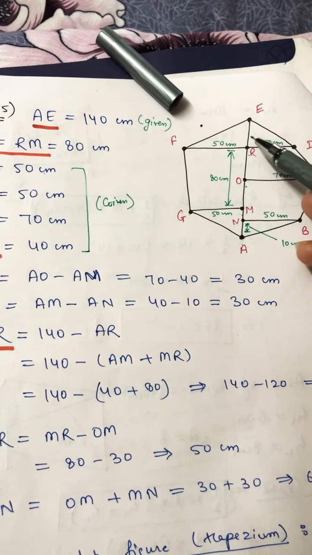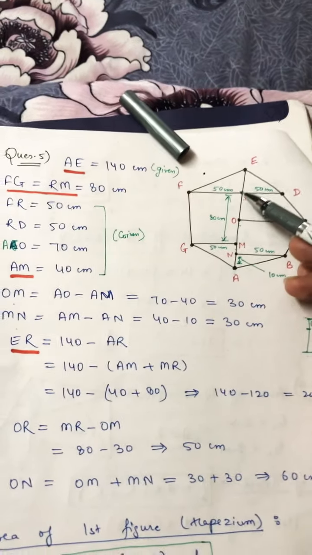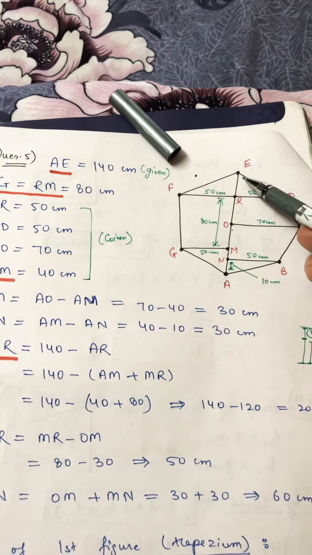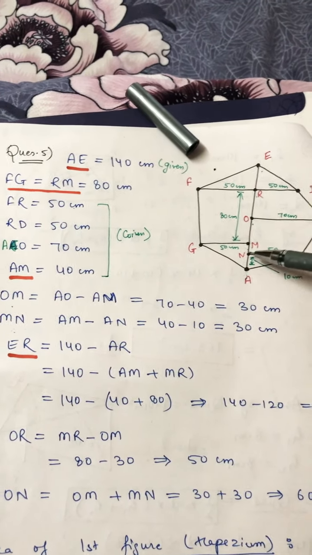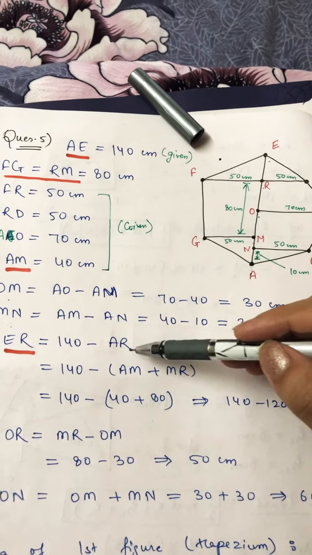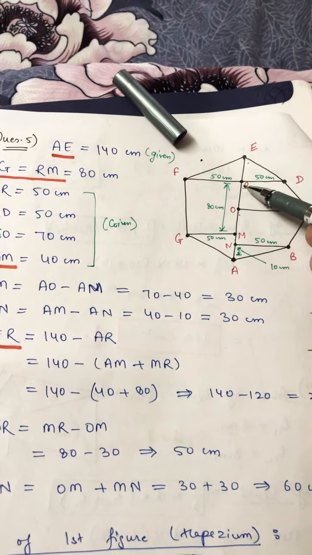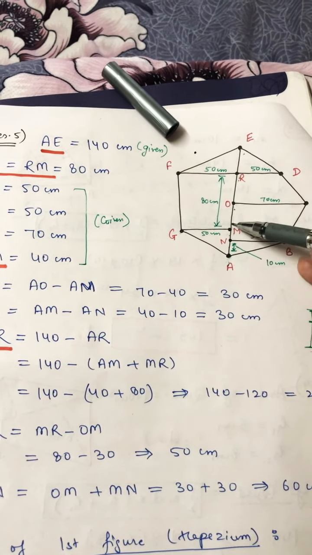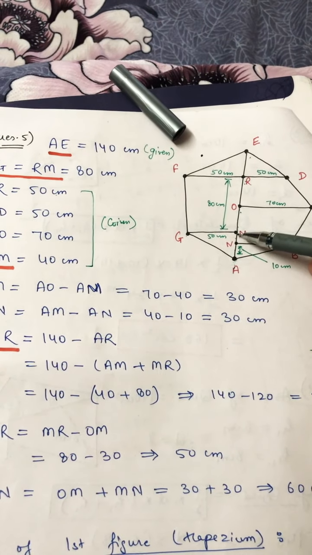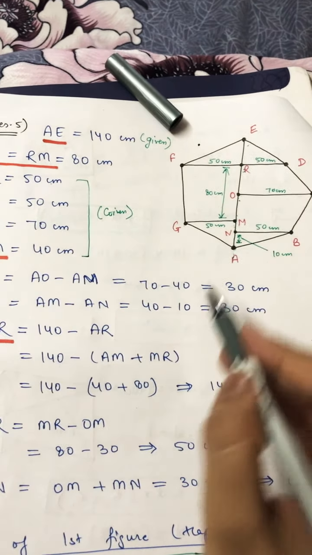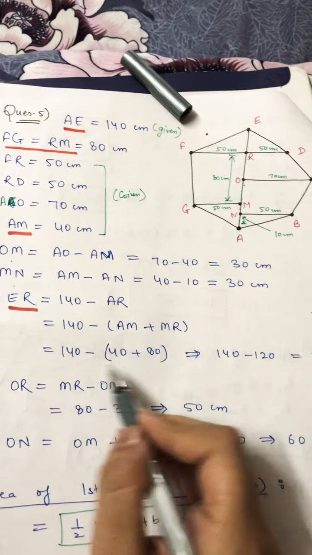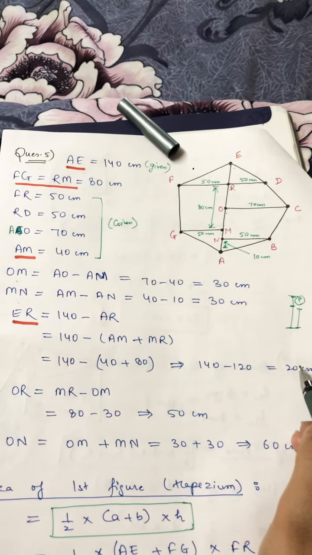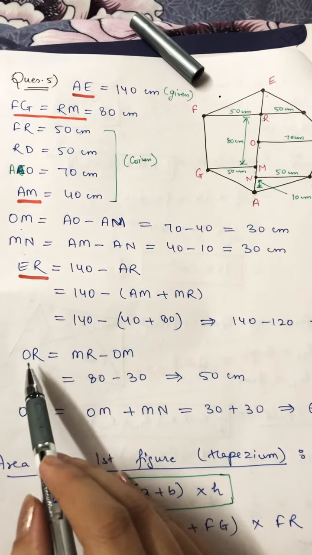Where is ER? ER you don't know. Yes, I have told this in the class also. ER you don't know, but you know the complete, which is AE. AE you know. From AE you have to subtract AR. And what is AR? AR is AM plus MR. AM is given, MR is also given. You have to add these two and subtract from 140 and you will take out the answer of ER. This is 20 centimeter. Now let's move to the OR.